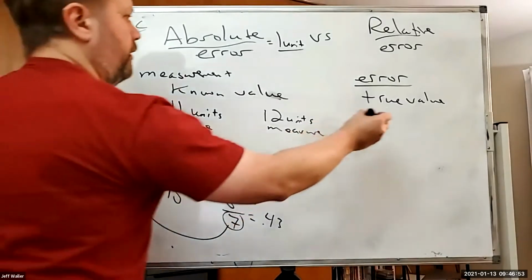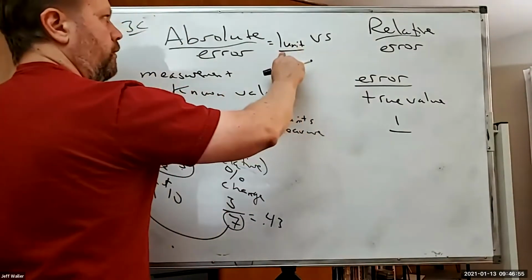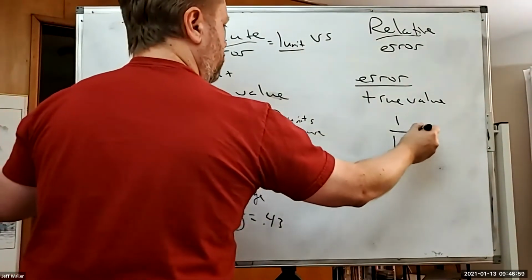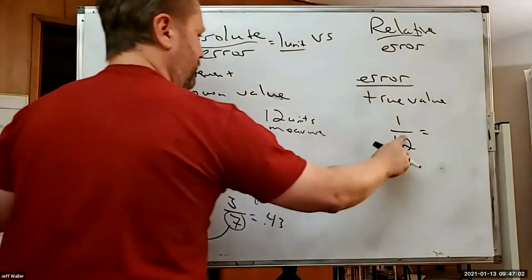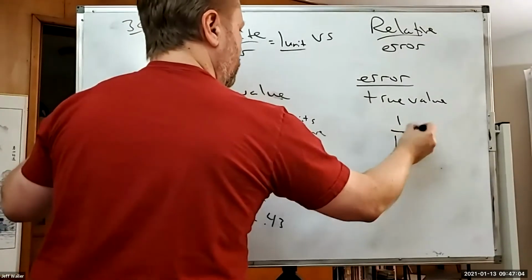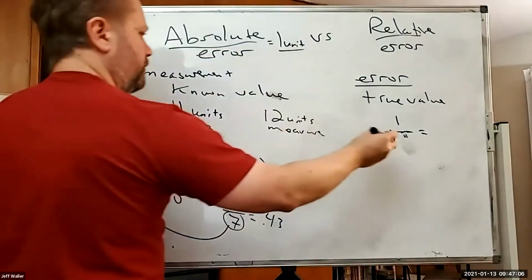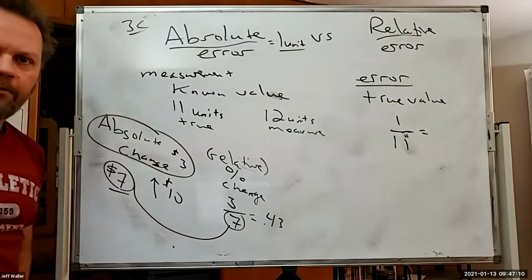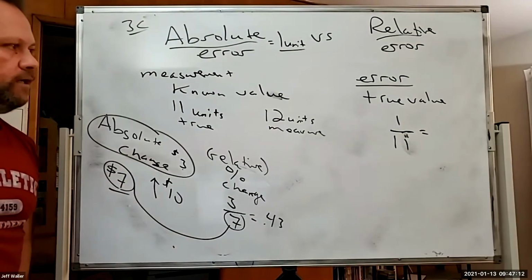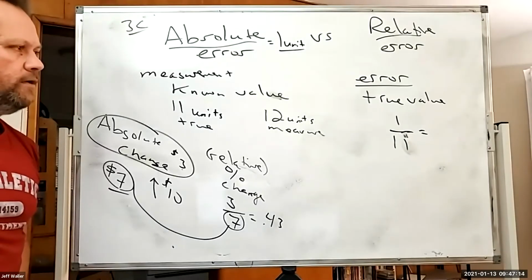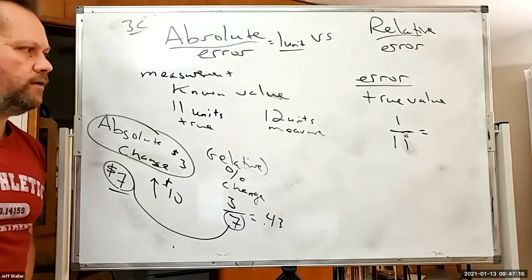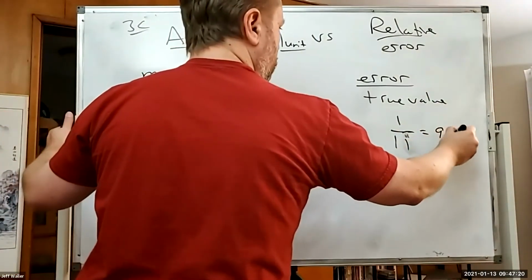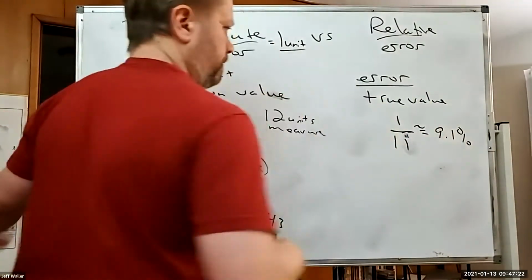So this would be an error of 1 out of what should be 11, the true value, 1 over 11. And that is 9.1% roughly. I got 0.090909 repeating. So roughly 9.1%.